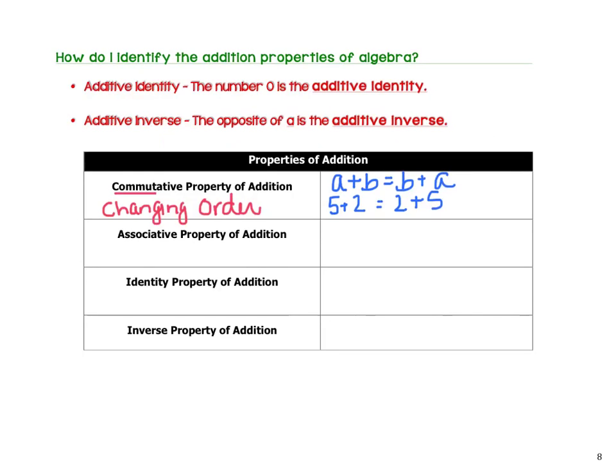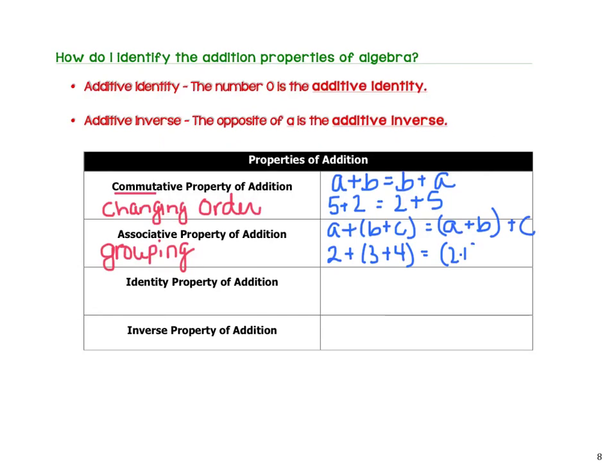All right, so let's take a look at the associative property of addition. When you think about when you associate yourself with a group, it's the grouping. So I'm just going to put here, it's the grouping. So for example, I could have A plus B plus C, and that's going to be equal to A plus B in parentheses plus C. I could have 2 plus 3 plus 4, and that's going to be equal to 2 plus 3 plus 4, regrouped. In both cases, it's going to be equal to 9.